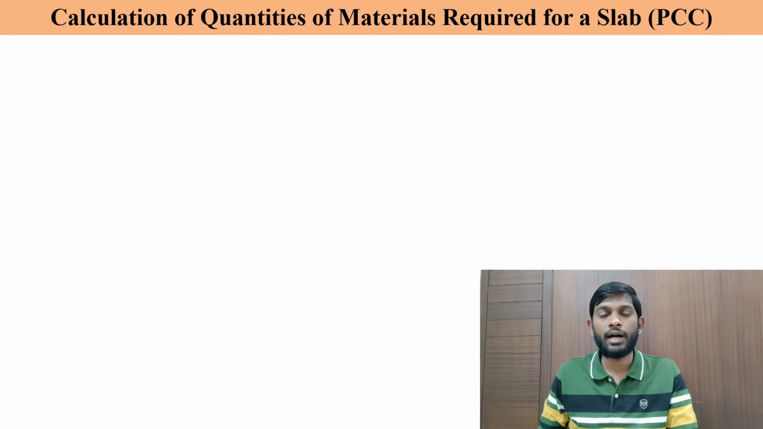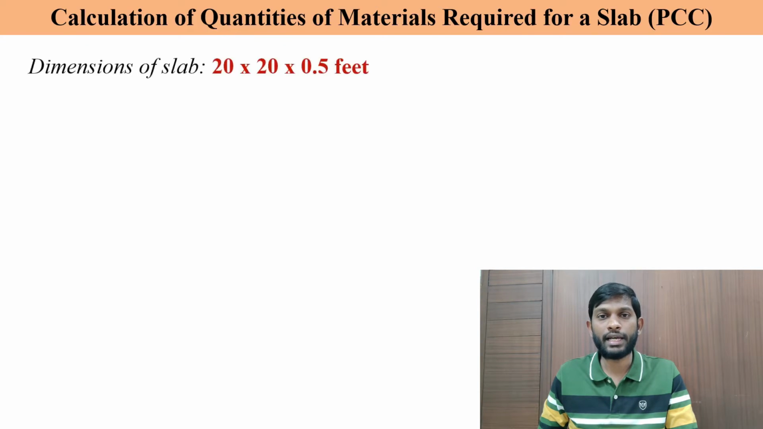So initially, I am going to assume the dimensions of the slab as 20 by 20 by 0.5 feet and the grade of concrete which I am using is M20. So here M represents the mix proportion and 20 represents the characteristic compressive strength of concrete which is represented as 20 newtons per mm square or 20 megapascals.